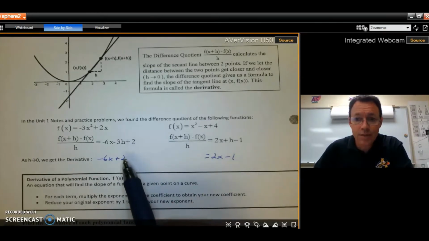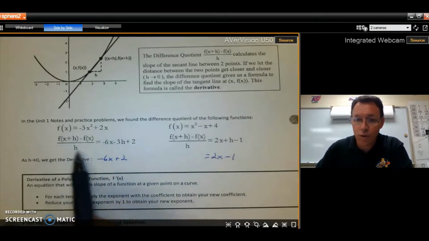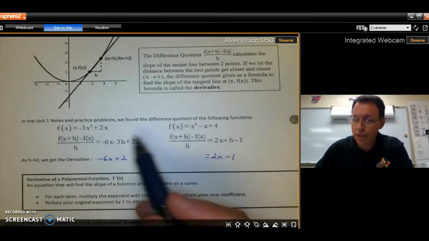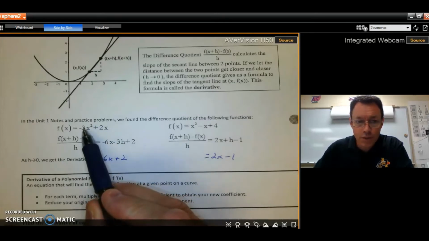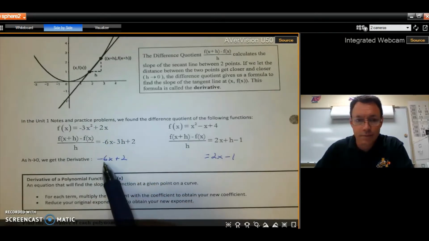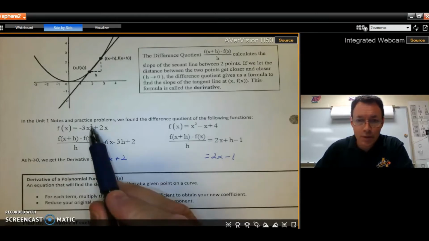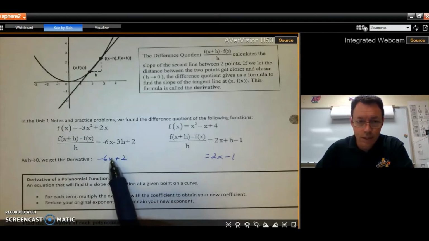Because this is how you find the derivative. So we're going to cut out all this work that we had to do, and we're going to do it real short and sweet. If you take this exponent and multiply it by this coefficient, you get this number out here. If you take that exponent that you just multiplied and lower it by 1, now you have the x.